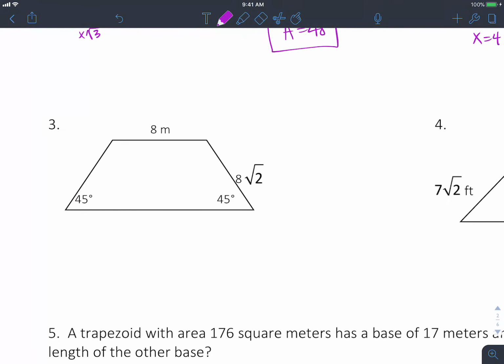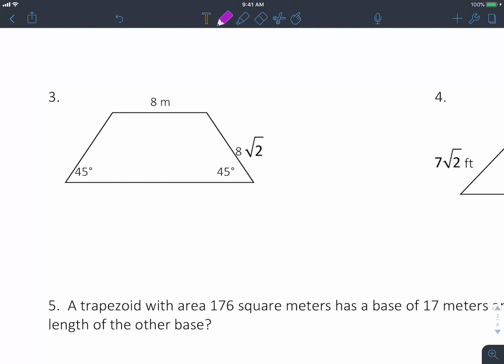All right, number 3. So we have a 45-degree angle. This is not really drawn to scale, so don't go based on the picture. So since we have a 45 triangle, this is our x root 2 side. So this is x and this is x, meaning the height of our trapezoid is 8. And then these two parts are also both 8. Our middle part is also 8.